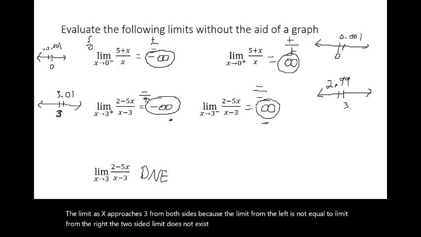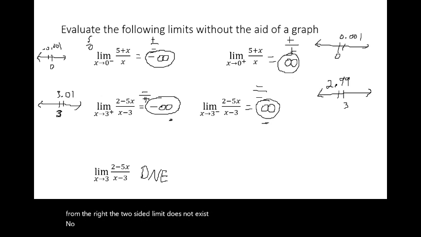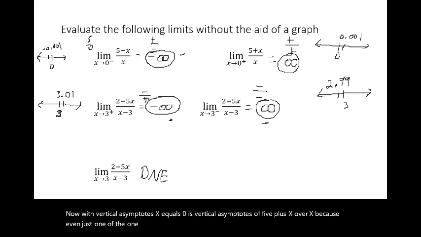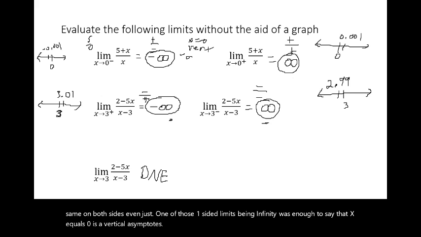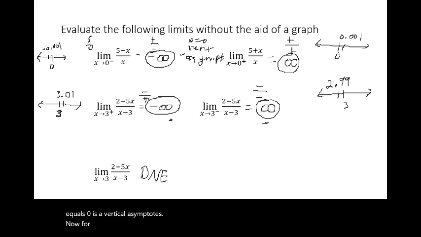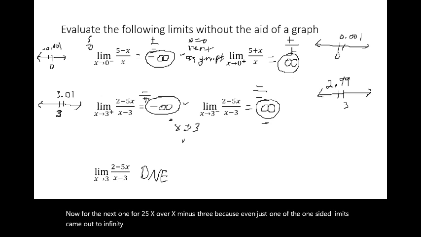Now, with vertical asymptotes, x equals 0 is a vertical asymptote of (5 plus x) over x because even just one of the one-sided limits came out to infinity. It doesn't matter that they weren't the same on both sides; even just one of those one-sided limits being infinity was enough to say that x equals 0 is a vertical asymptote. Now for the next one, (2 minus 5x) over (x minus 3), because even just one of the one-sided limits came out to infinity, that means x equals 3 is a vertical asymptote as well.